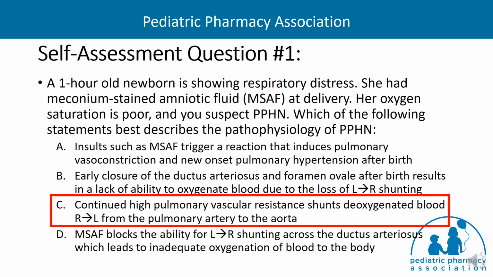Answer B is incorrect because it is normal for the ductus arteriosus and foramen ovale to close after birth, so this alone does not contribute to PPHN. And answer D is incorrect because the meconium-stained amniotic fluid itself does not affect shunting across the ductus arteriosus. The hypoxemia and hypercarbia associated with this condition does lead to an increase in PVR.